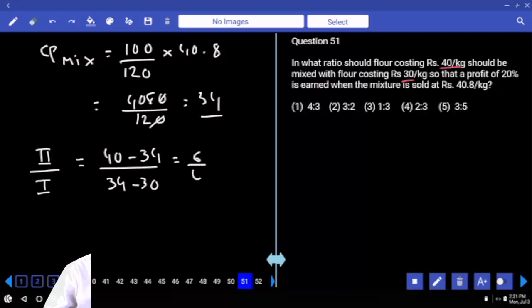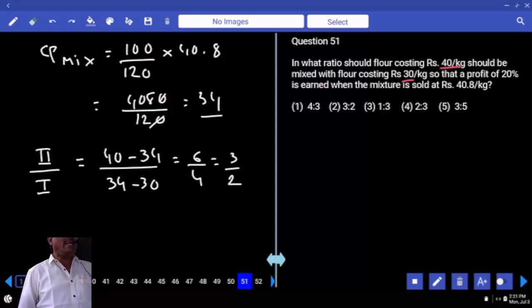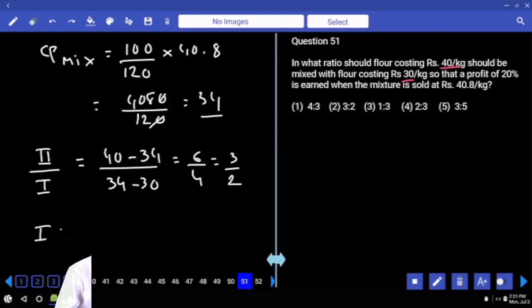6 by 4. 3 by 2. Remember, this is the ratio between second variety and first variety. We need the ratio between first and second. 2:3.